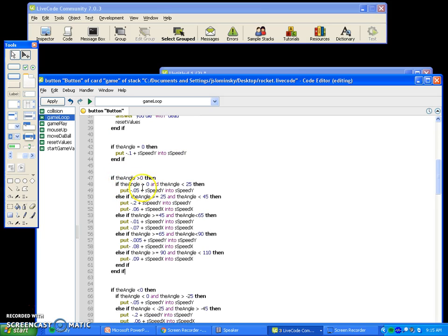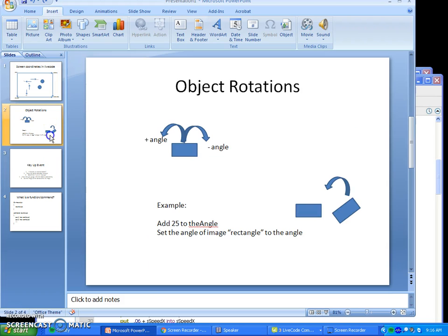Now we're going to say if the angle is greater than 0. You should know from before, is that facing right or left? If you said left, you're correct. So we look here. Remember, a positive angle is right and a negative angle is left. We talked about that before. So let's go back to the code.